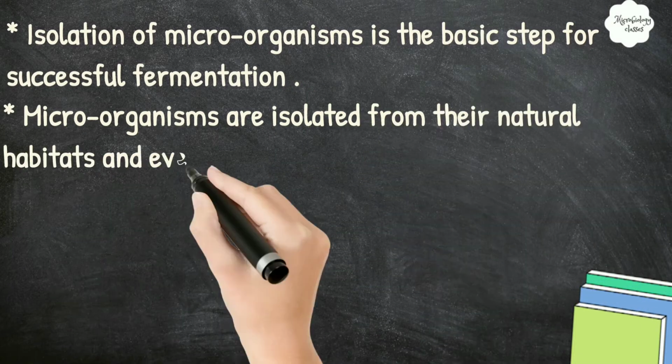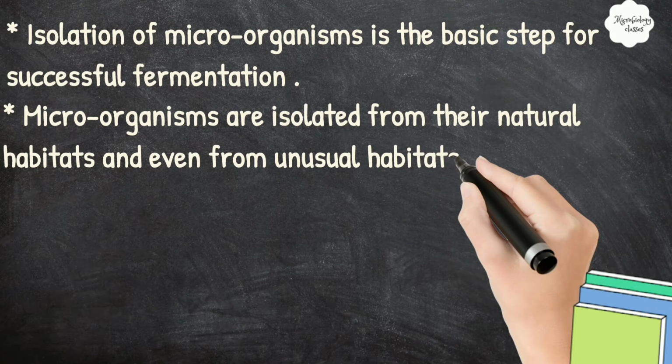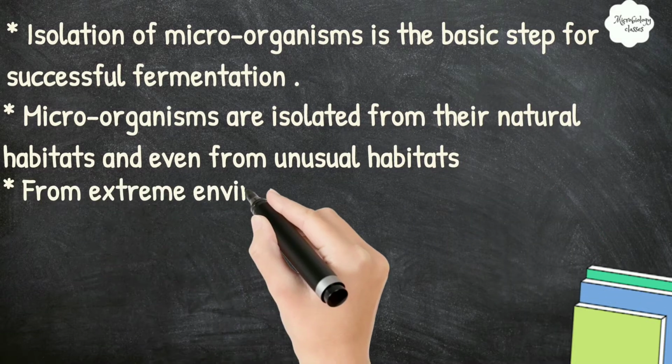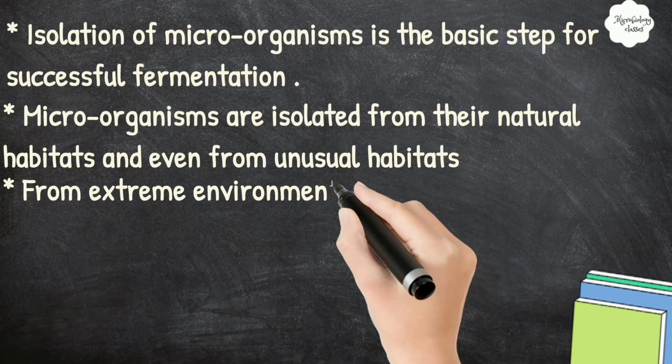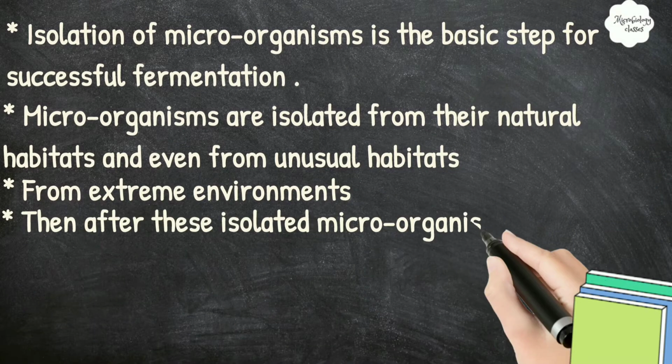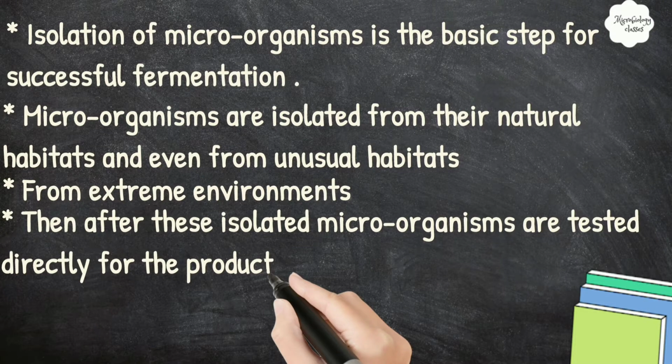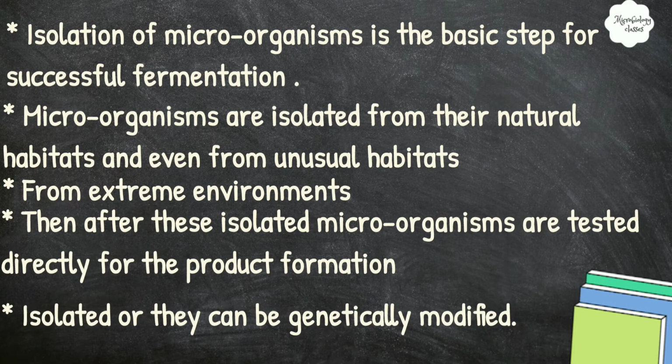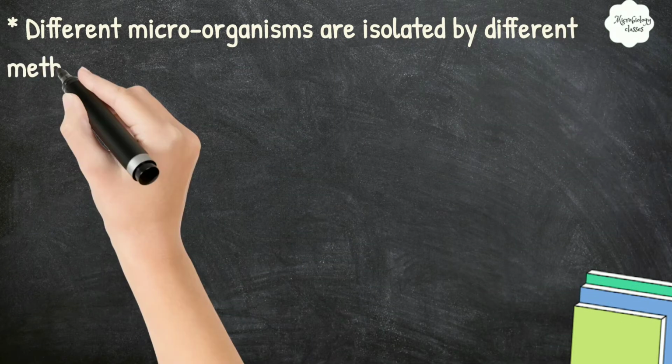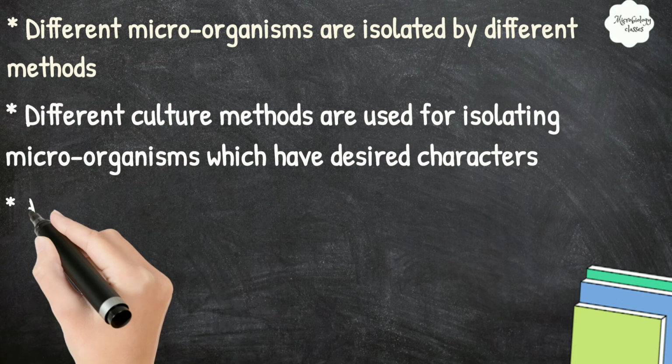These microorganisms are isolated from their natural habitats like soil, lakes, river, mud, or even in unusual habitats or environments such as extreme cold temperature, deep sea and petroleum fields. These isolated microorganisms are tested directly for product formation, or they can be genetically modified. And next, different microorganisms are isolated by different methods, and different cultural methods are used for isolation of microorganisms which have a desired activity or desired character.